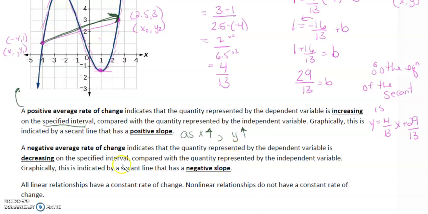Now, a negative average rate of change indicates the opposite. It indicates that the quantity represented by the dependent variable is decreasing on the specified interval compared with the quantity represented by the independent variable. Graphically, this slope is going down. So in other words, as x increases, the y, which is the dependent variable, actually decreases.